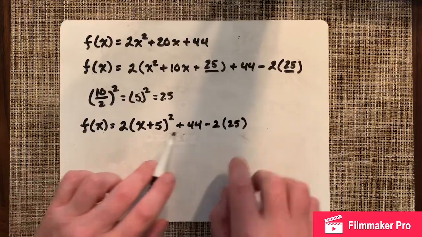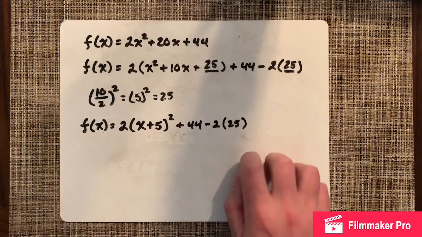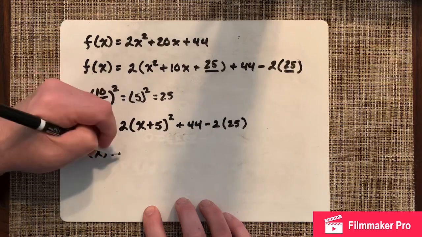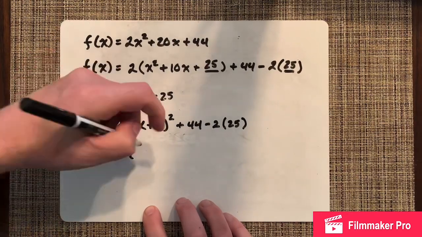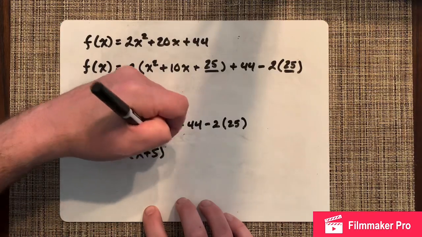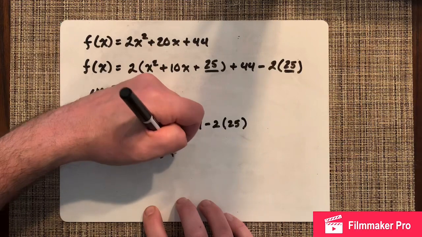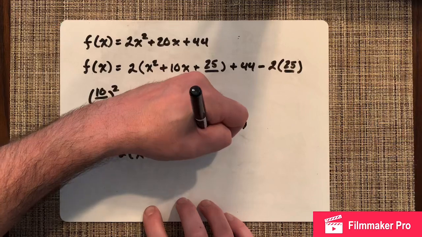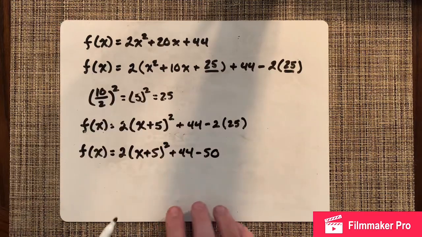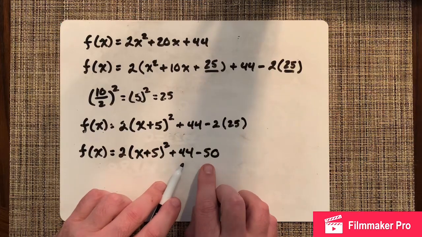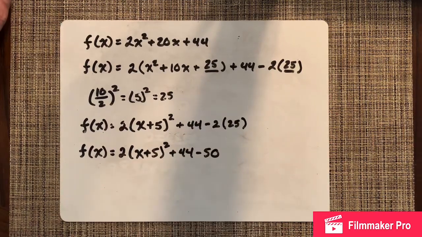That's good. And now I just need to look at my constant to make sure I get that correct y-coordinate of the vertex. So f of x is equal to, and math is a lot of rewriting, I found in my many years. You just have to get used to it. 2 times x plus 5 squared plus 44. And then 2 times 25 is 50, so minus 50. All right, so 44 take away 50 would be what? 44 take away 50, so that would be what, minus 6, I believe.